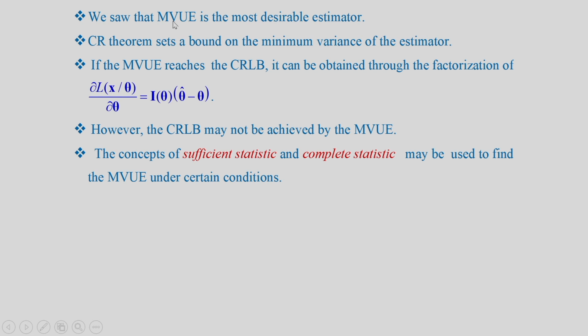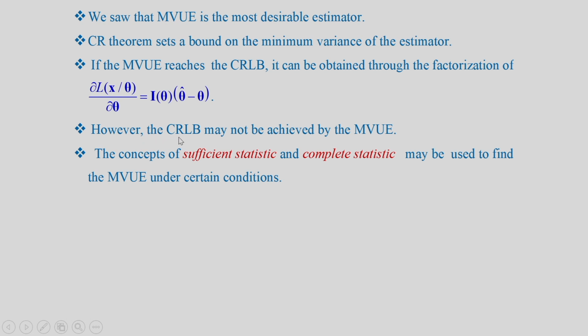We saw that MVUE is the most desirable estimator. Cramer-Rao theorem sets a bound on the minimum variance of the unbiased estimator. If the MVUE reaches the CRLB, it can be obtained through the factorization of the log likelihood matrix, del L del theta, that is equal to I theta into theta hat minus theta, where theta is the parameter vector, theta hat is the unbiased estimator vector, and I theta is the Fisher information statistic.